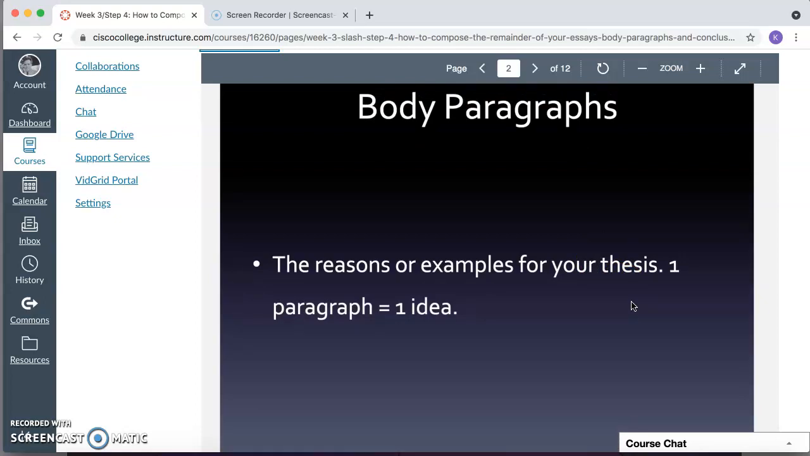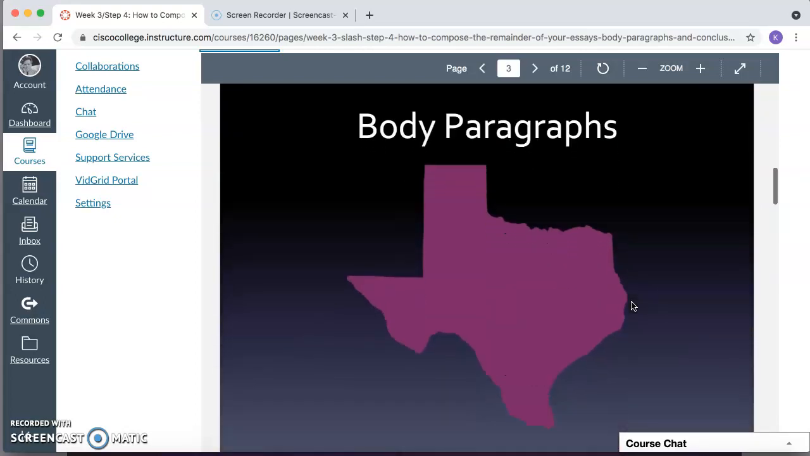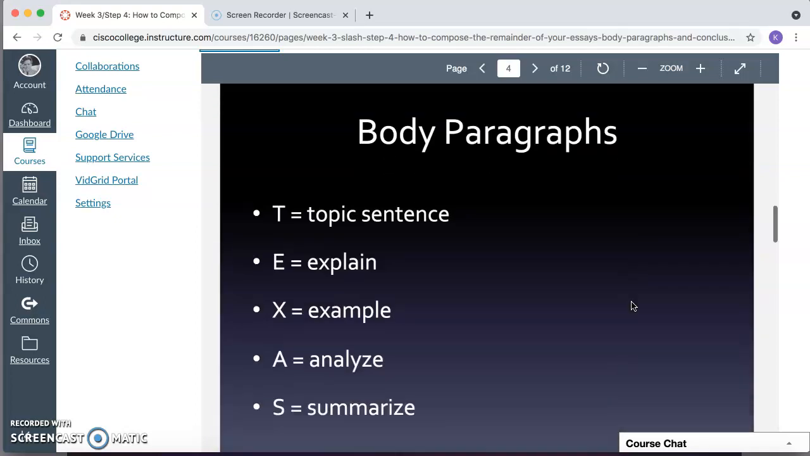So this should all connect back to your thesis statement, all of these individual topics that you cover in the body paragraphs. One paragraph equals one idea. And a way to think of this is to think of the state of Texas when you're writing body paragraphs.